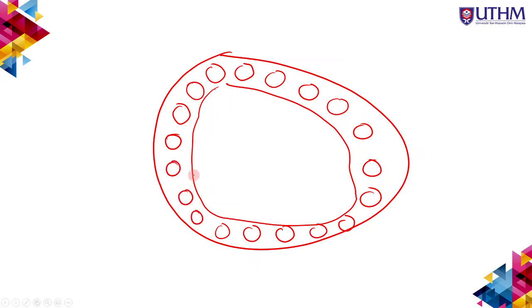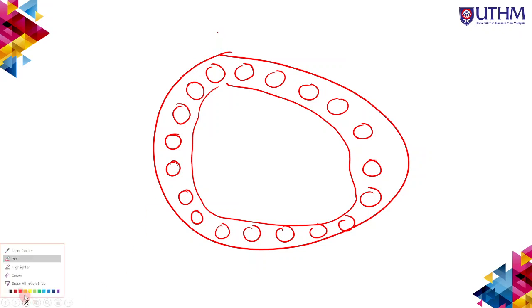Okay, just imagine round, and sorry, there is a rotor. So when there is current flow into the stator, the stator will generate a rotating magnetic field. Okay, rotating magnetic field. Okay, so imagine like this.